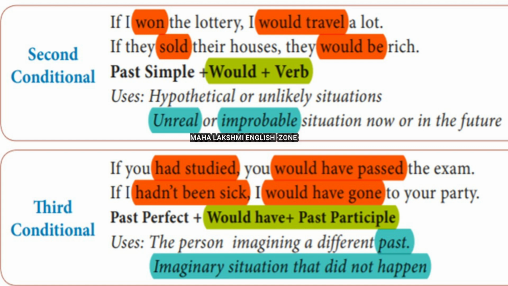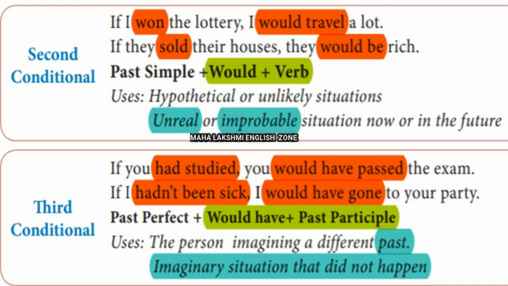We shall see the example. If you had studied. So here the verb in the if clause is had studied. So since it is past perfect, we have had. Had plus verb is the past perfect tense form. So had studied. So our answer in the main clause would be would have passed. So would have plus past participle you're going to write. So passed, that is the third form.